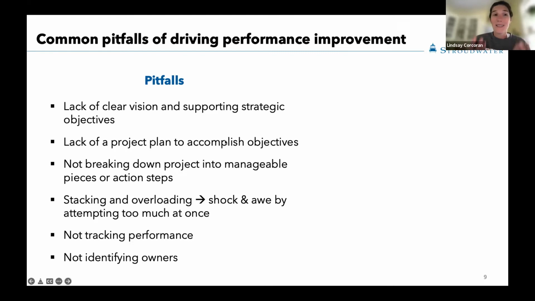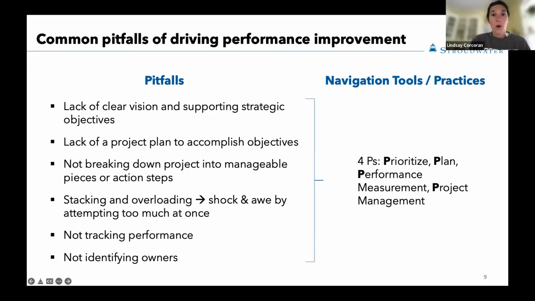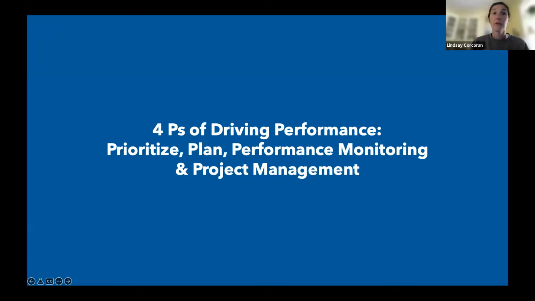You might think about your own organization and say, yep, we're really stuck in this rut, and we just haven't been able to get to that performance improvement state. Well, that brings us to what we call the 4 Ps. Having a prioritization of what you want to do, having a plan, having a performance measurement system, and managing it all from a project management perspective will hopefully mitigate some of these pitfalls around driving performance improvement. So with that, we're going to go into what the 4 Ps are.